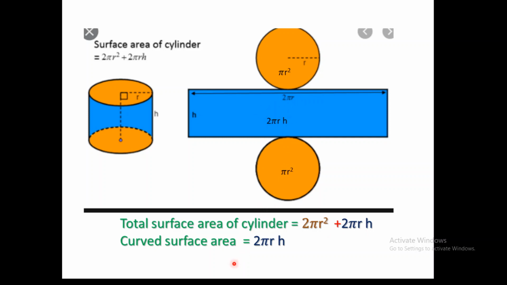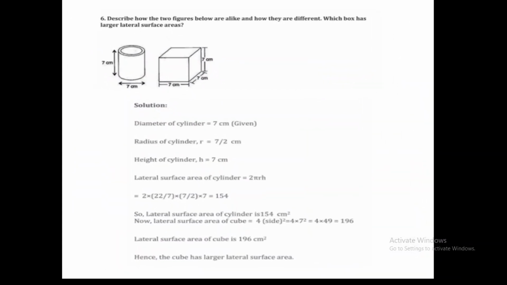Then what will be the curved surface area or lateral surface area for a cylinder? Curved surface area is 2 pi r h, this face. Okay, 2 pi r h. Now we discuss a question.